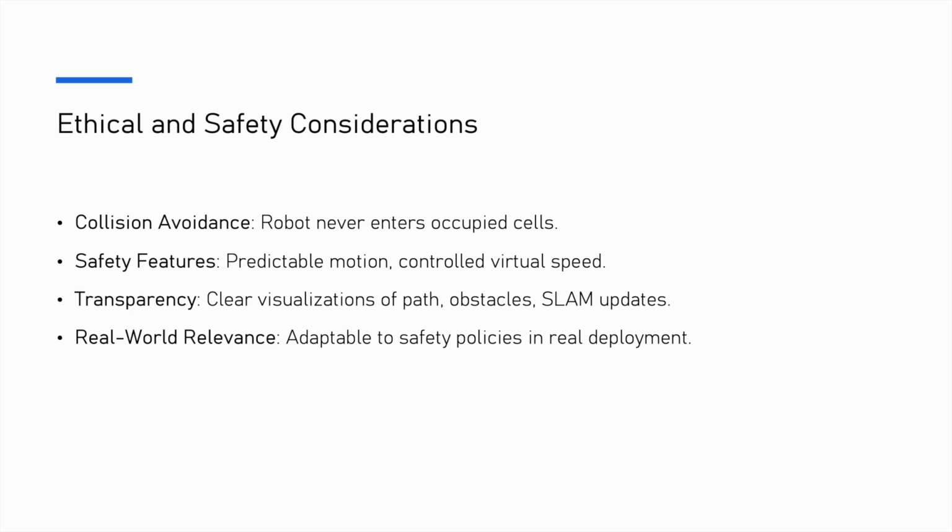Safety and ethics were also considered. Despite this being a virtual simulation, the robot avoids all occupied grid cells, simulating safe behavior around people and infrastructure. Its motion is deterministic and slow, with clear visual outputs. This ensures that predictable behavior is maintained. In a real-world application, this system can easily incorporate safety protocols and error handling, and dynamic obstacle avoidance for added robustness.